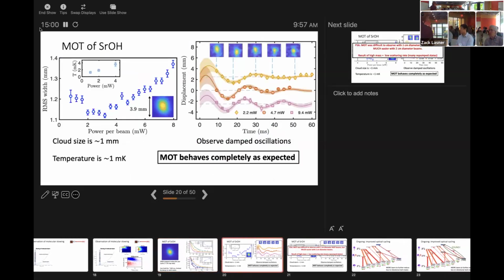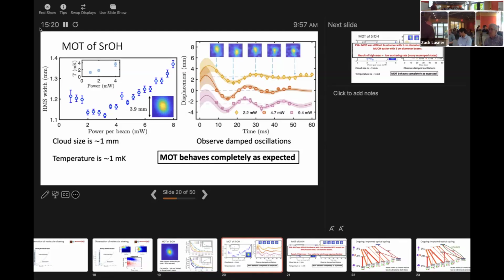Then we can just characterize the MOT in the usual way. We can measure the size versus the MOT beam power or the temperature. We get about 1 millimeter MOT size or about 1 millikelvin. We can displace the molecules by pushing on them with the main slowing laser, which exerts a large force.